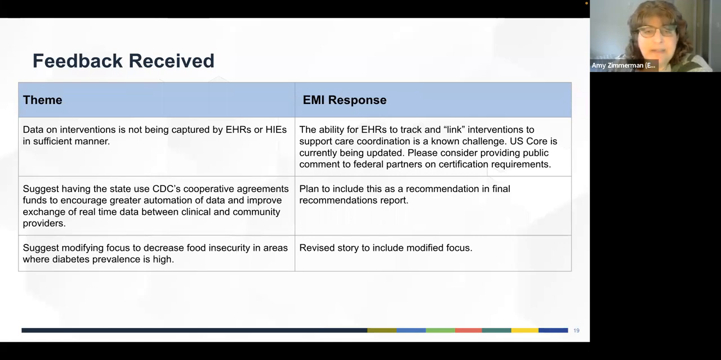And lastly, there was a theme around suggesting to modify the focus to be that we focus on decreasing food insecurity in areas where diabetes prevalence is high. And we have revised the story to include that. Next slide.